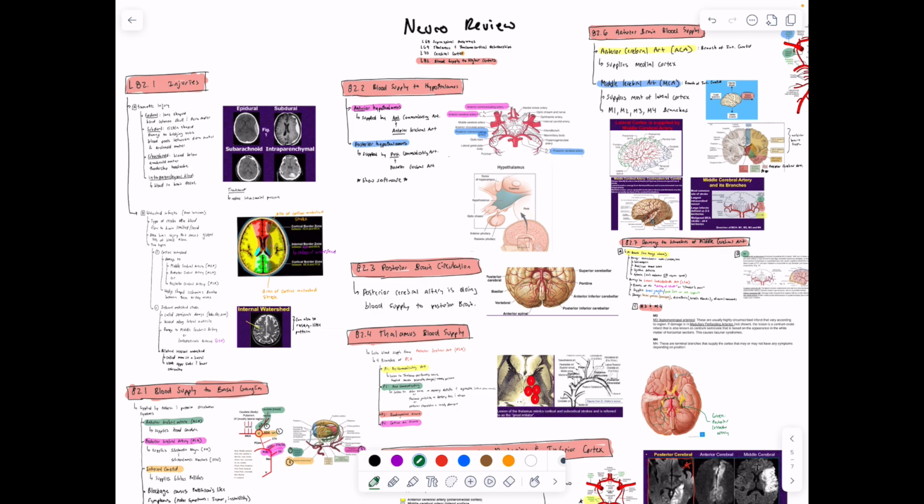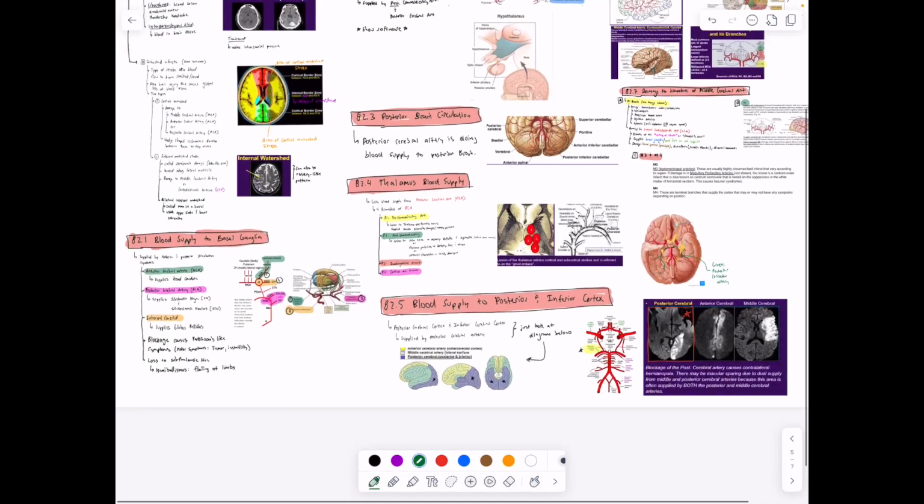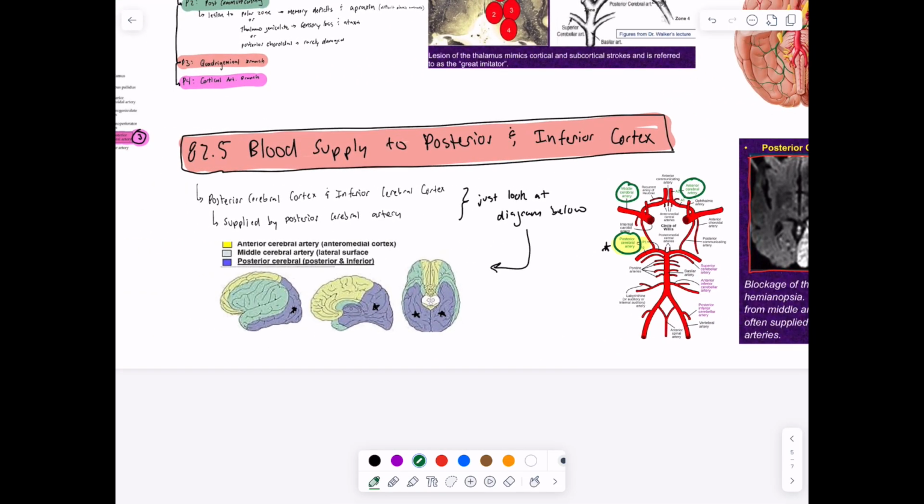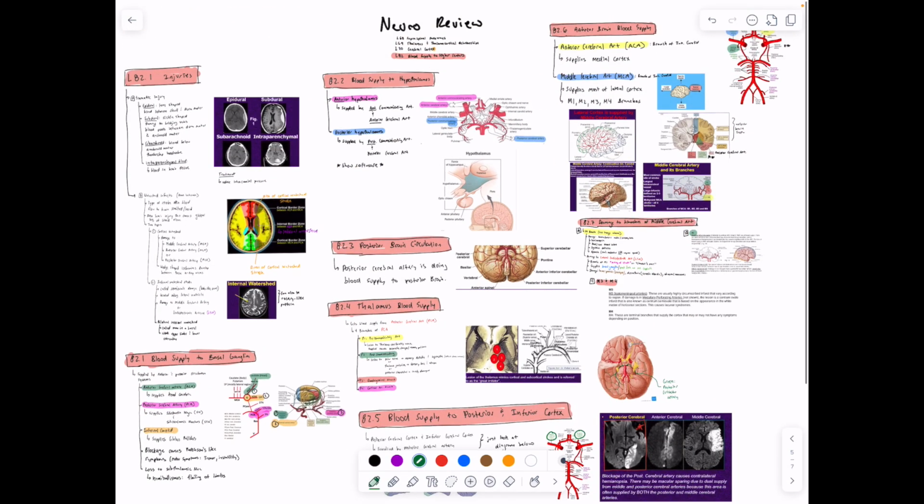This is lecture 82. This basically is going to be dealing with the circle of Willis, and that's this guy right here. We're going to be focused on the anterior cerebral artery, middle cerebral artery, and posterior cerebral artery, and that's pretty much the basics for this entire lecture. Here we have what the anterior cerebral artery does, here we have what the middle cerebral artery does, and here's what the posterior cerebral artery does. At that point you can almost stop, but we are going to go for completion here.